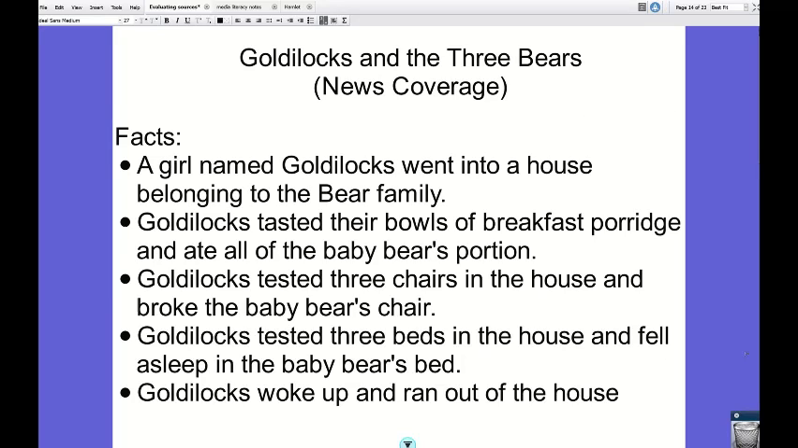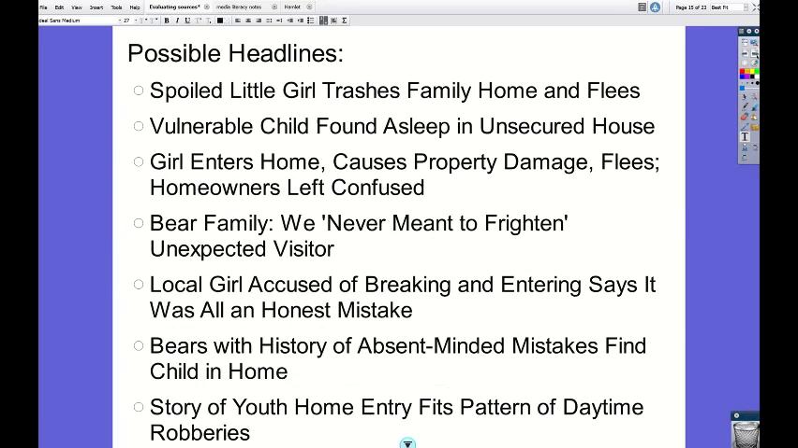So let's take a look at some different potential headlines. Again, we're going to think about this in terms of these headlines giving us what's being presented as an overall conclusion of what we're supposed to take away from the story, or what interpretation the author might be trying to point us towards.